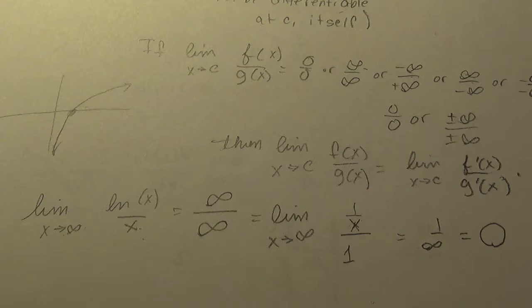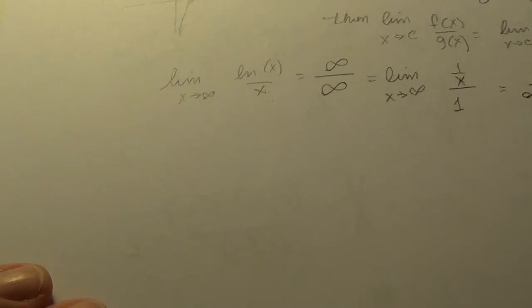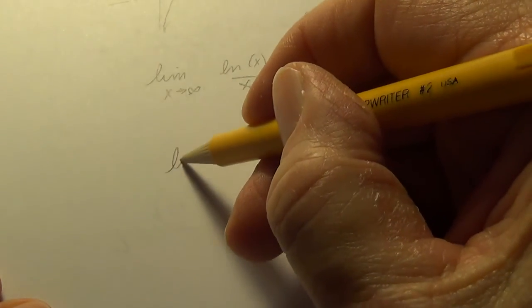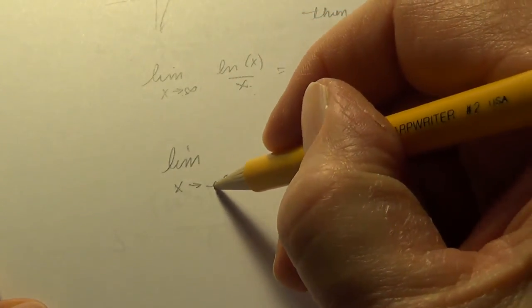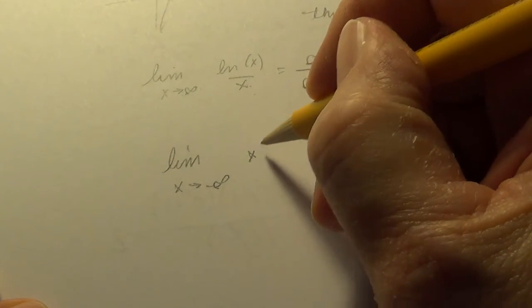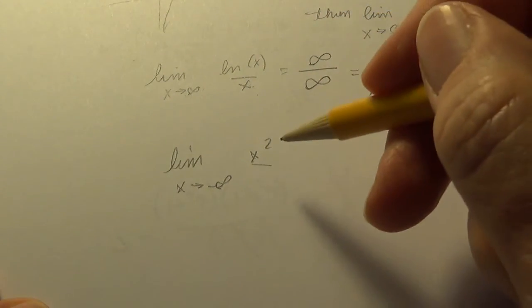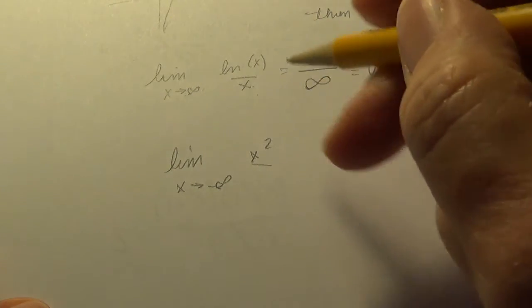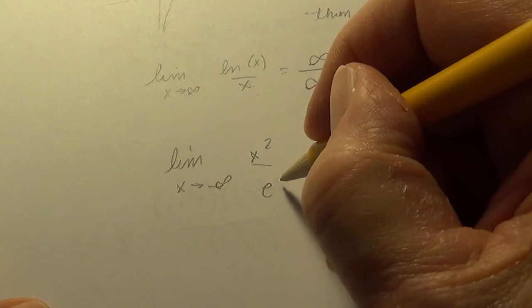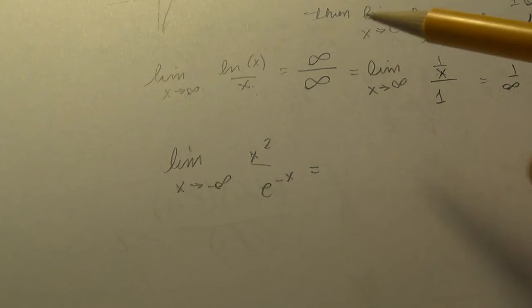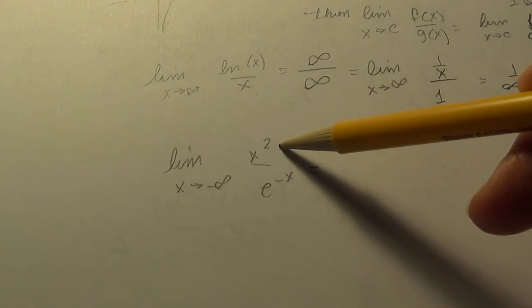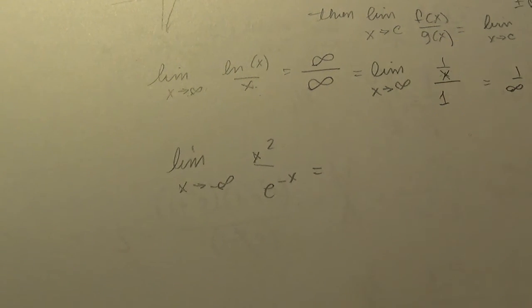Alright, I'll leave one for you to try. You can put this in your comp book and give it a try. The limit as x approaches negative infinity of x squared over e to the minus x. Alright, so try that one. You should get one of the indeterminate forms, and then continue using L'Hopital by taking the derivative of the top over the bottom.